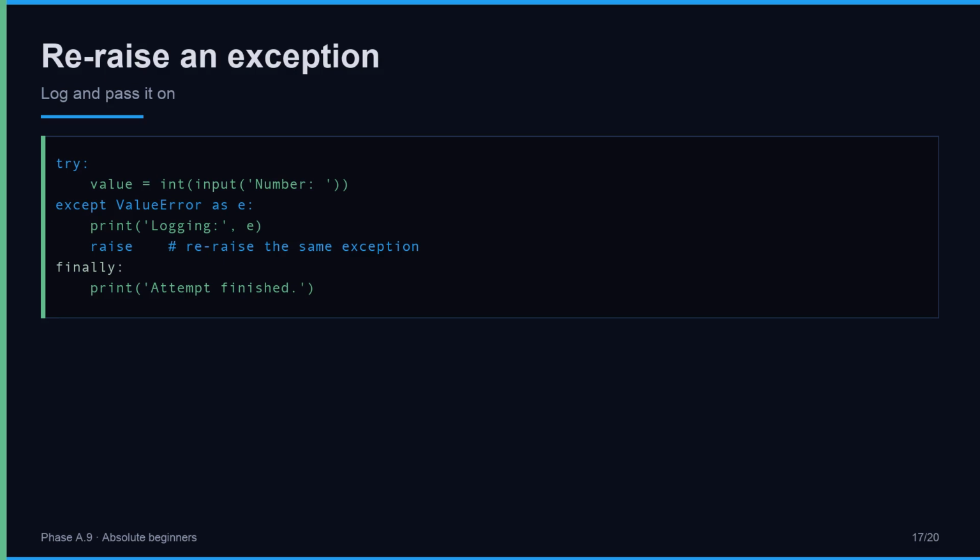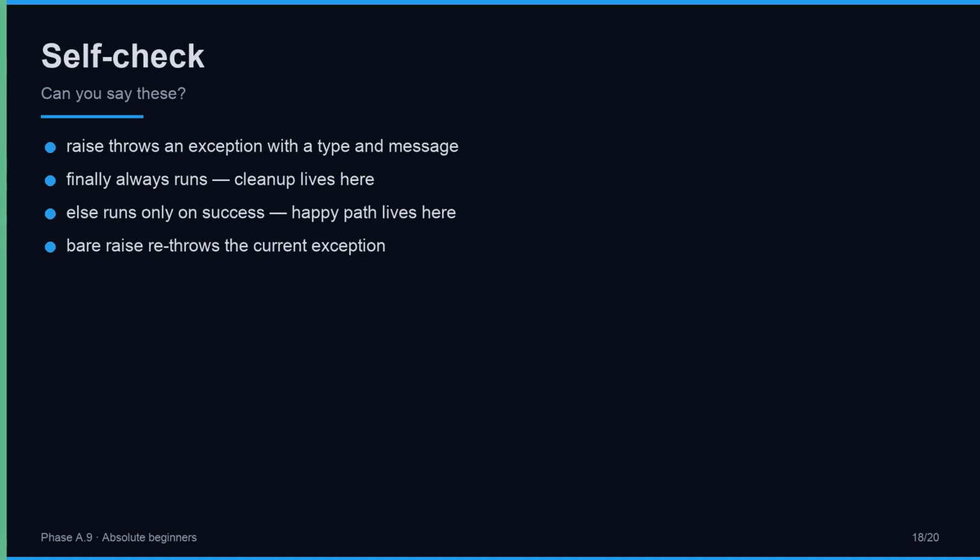Log and pass on. Quick self-check. Can you write raise ValueError with a custom message? Can you explain why finally is the right place for cleanup? Can you describe the difference between else and the code that just sits at the end of try? Can you re-raise an exception after logging it? If any feels shaky, re-watch the matching part.